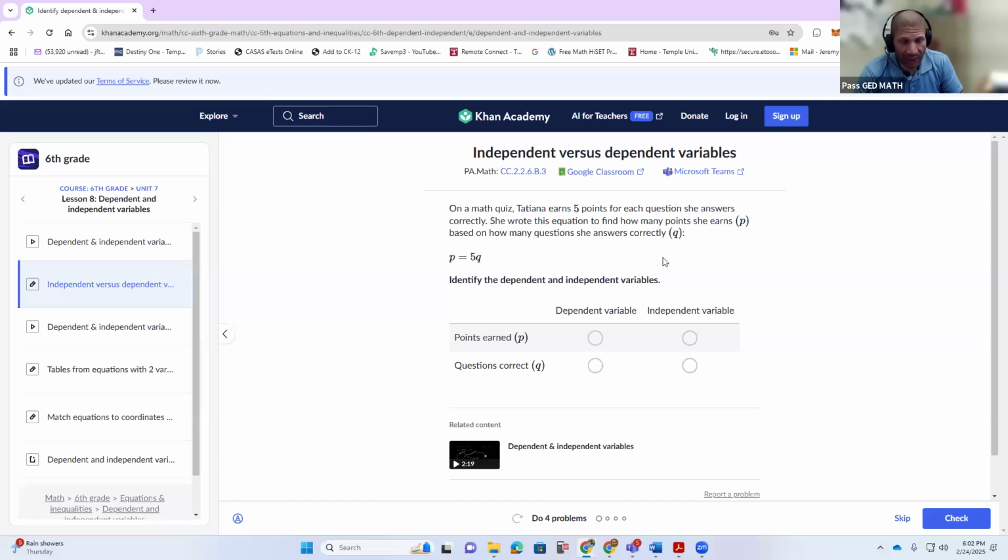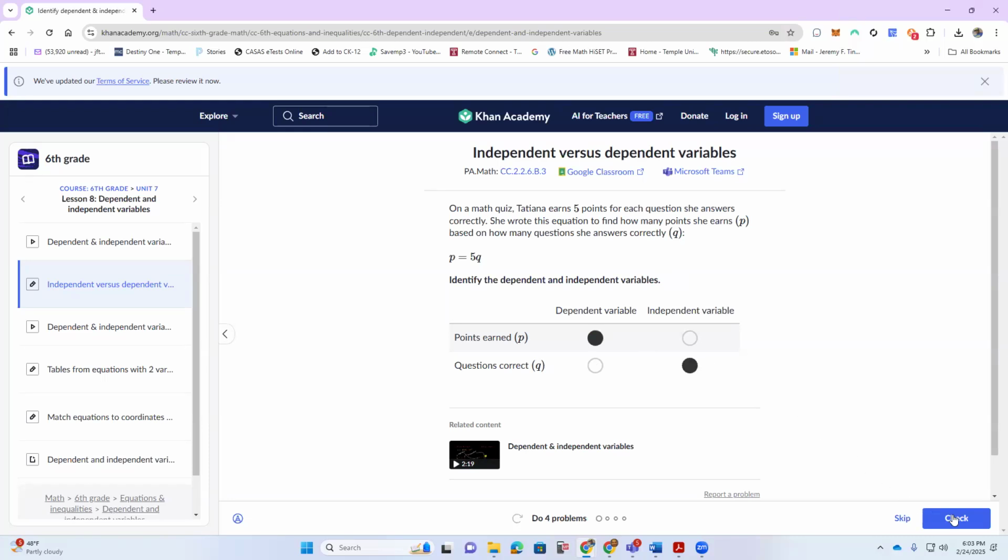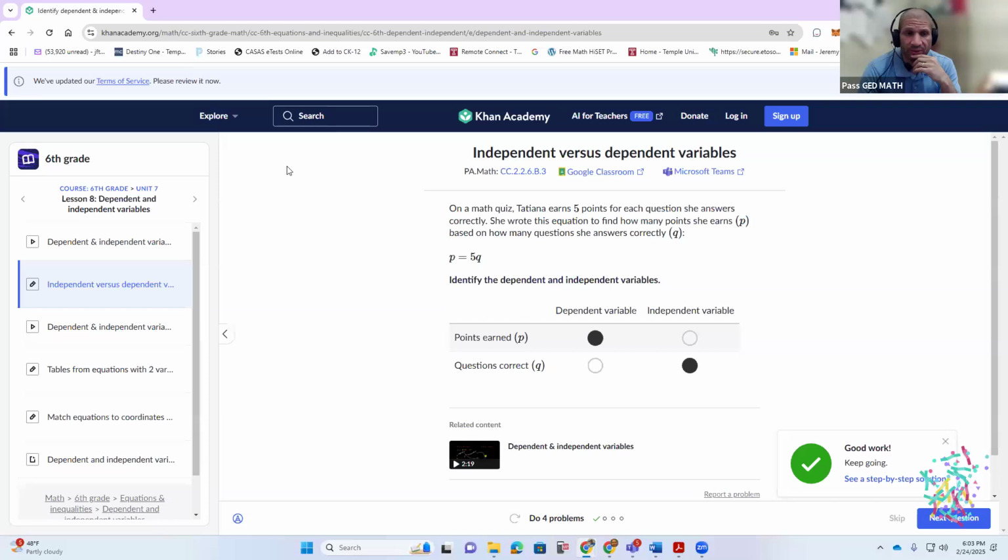So you can't tell how many points you received unless you know how many questions she got correct. Yes. So your points earned is not independent. Your points earned is dependent, because you must know how many answers she got correct first. Your points earned depends on knowing how many questions she got correct. Yeah, I understand that part. All right, let's try another question then.